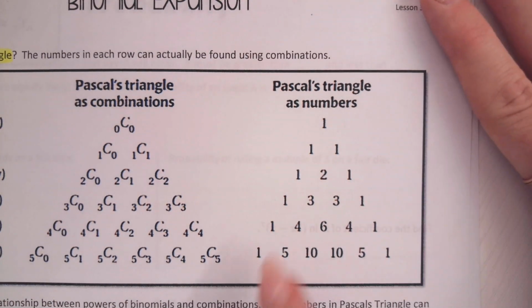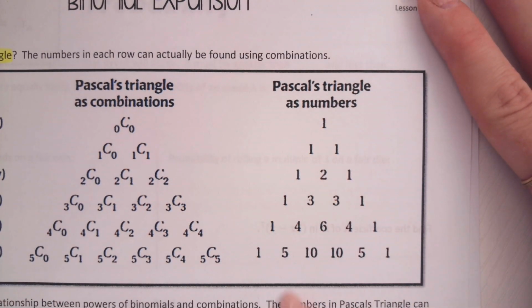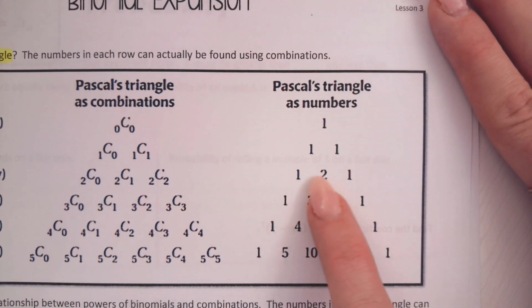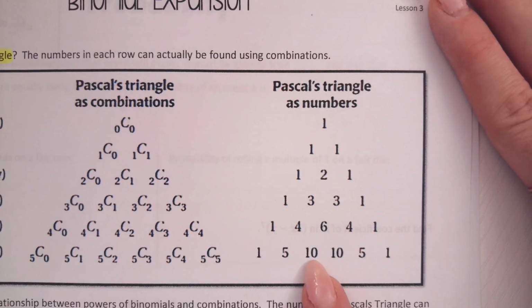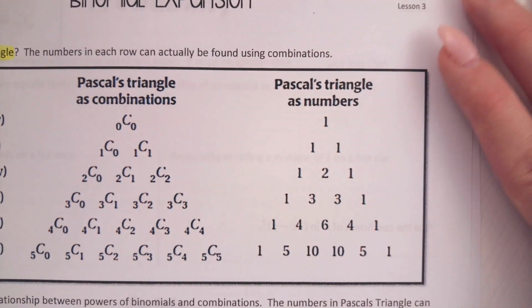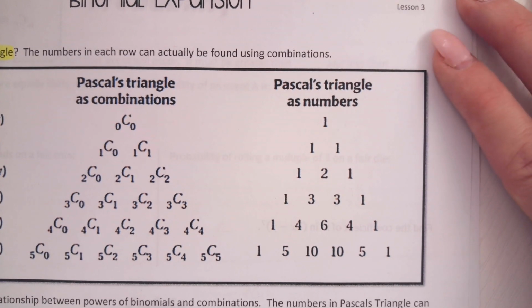And does anyone remember how we find the numbers that are inside? You add the 2 that are above it. So like this 3 we found by adding 1 and 2. This 10 right here we found by adding this 4 and this 6. And I mean, it could continue on forever.